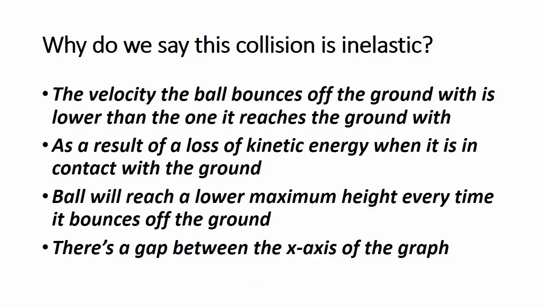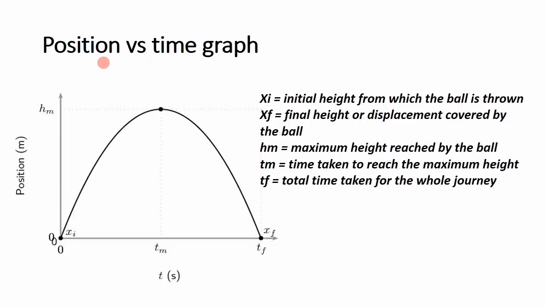Now, why do we say this collision is inelastic? So we say the velocity the ball bounces off the ground with is lower than the one it reaches the ground with, as a result of a loss of kinetic energy when it is in contact with the ground. The ball will reach a lower maximum height every time it bounces off the ground. Then we can see there is a gap between the x-axis of the graph. So this is why we say this collision is inelastic, for those reasons.